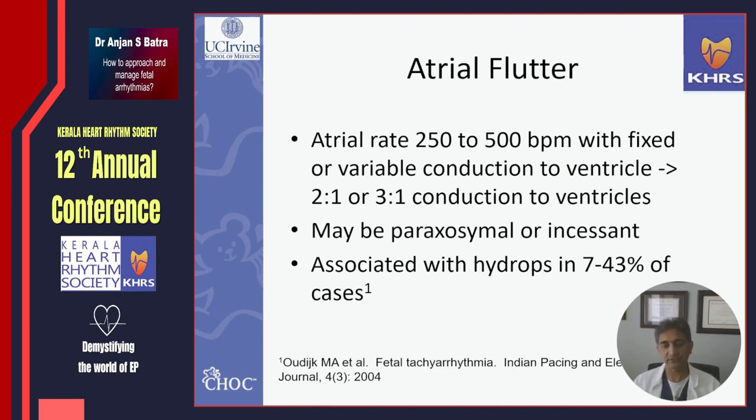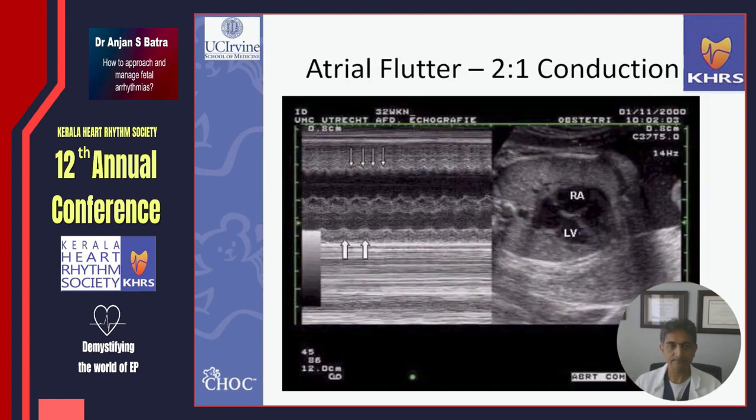So generally the atrial and ventricular rates in a reentry SVT are somewhere between 200 to 300 beats per minute. Atrial flutter can be associated with hydrops in anywhere from 7 to 43% of the cases, depends on what studies you look at. This is an example of a schematic showing 2-to-1 atrial flutter, where there are 4 smaller arrows for 2 bigger arrows, which are the ventricles, and the upper rate is recording the atrial rate.